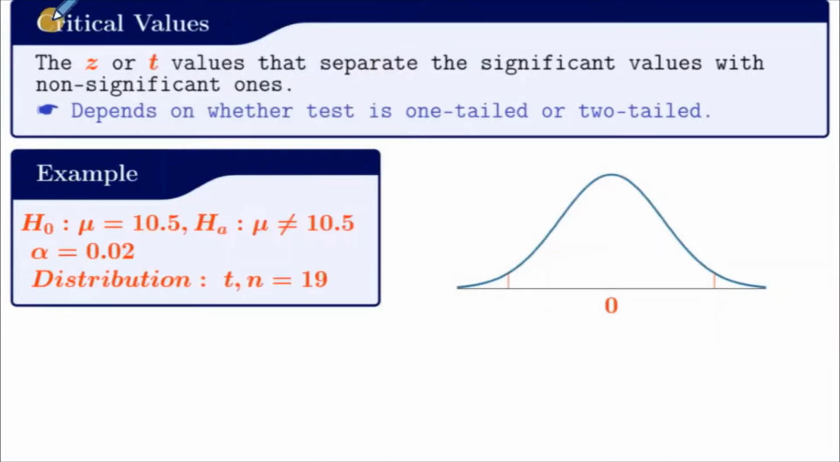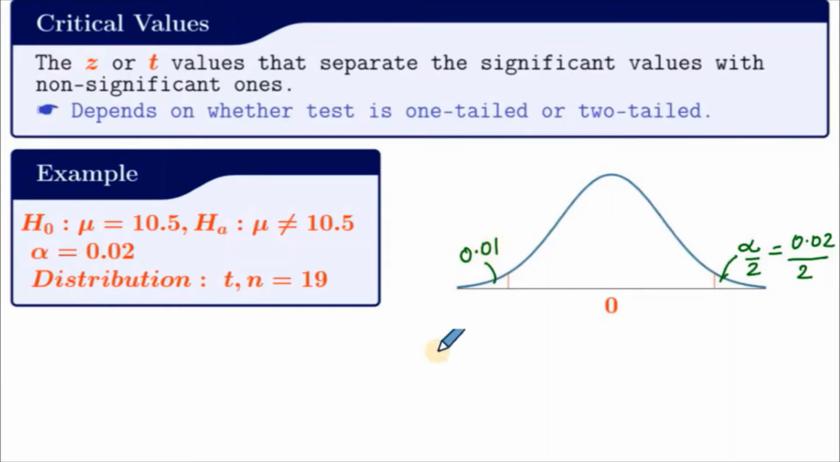So let's look at this example here. And again, this is a t-distribution, but it is two-tailed as the alternate hypothesis says not equal to. So area at the two tails are alpha by 2 each. And we know our alpha is 0.02. So when we divide 0.02 by 2, we get 0.01. So this is equal to 0.01. So basically this area here is 0.01, and same over here, 0.01.